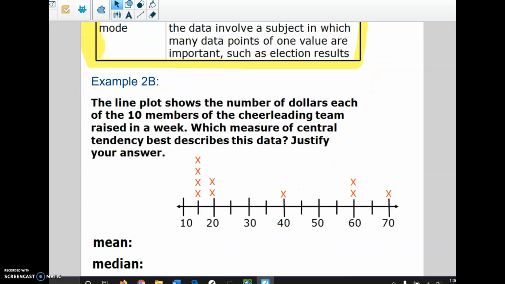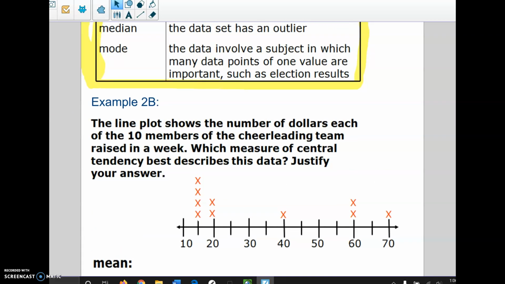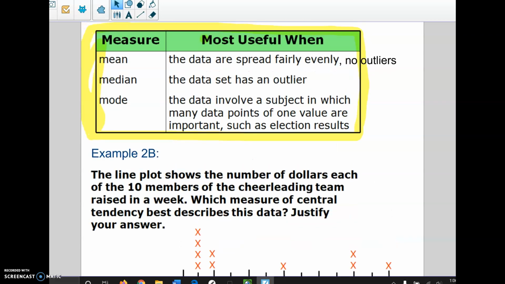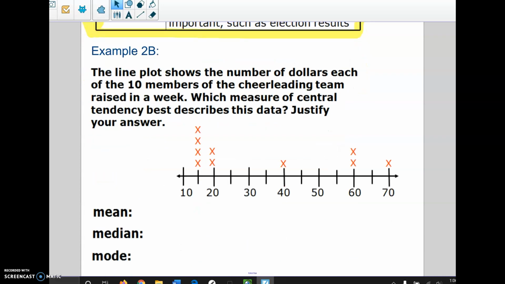So here we go. We've got a line plot that shows the number of dollars each of the 10 members of a cheerleading team raised in a week. So 4 team members raised $15. 2 of them raised $20, etc. Which measure of central tendency, these are measures of central tendency right here, mean, median, and mode, best describes this data?